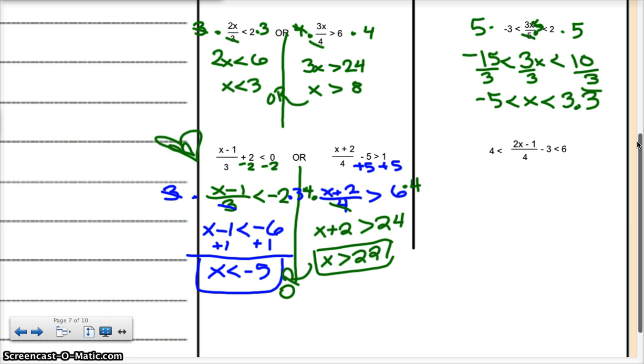The AND example. Can I get rid of the denominator right now? Do I multiply through by 4 right now? No. What do I need to get rid of first? The 3. How do I get rid of the 3? Add it. Add it to how many sides? All sides. Plus 3, plus 3. So I got a lot going on here. 7 is less than 2x minus 1 over 4, which is less than 9.